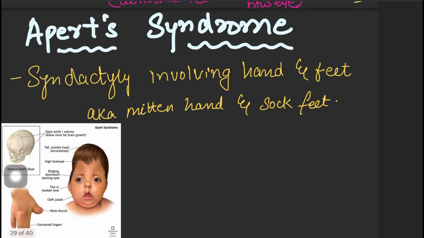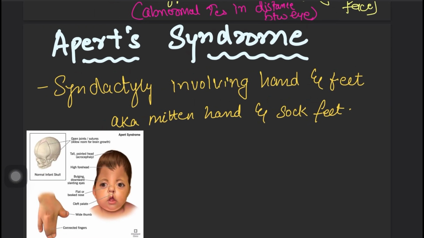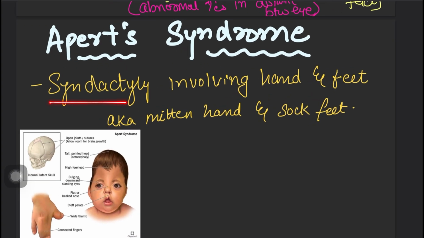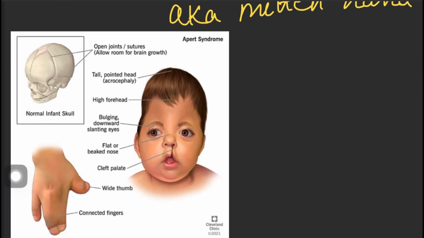Next is the Apert syndrome. So Apert syndrome has syndactyly involving hands and feet, also known as mitten hand and sock feet. If you look in the image, here we have connected fingers, which is syndactyly or mitten hands. These are the other features of Apert syndrome.